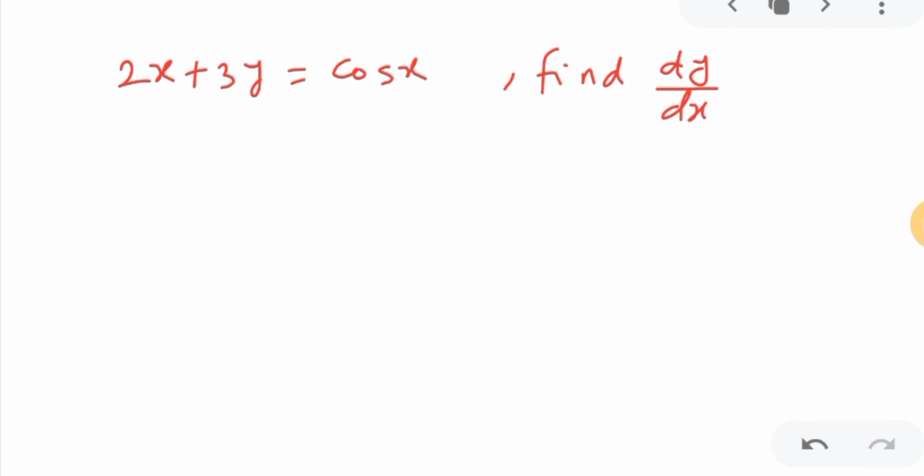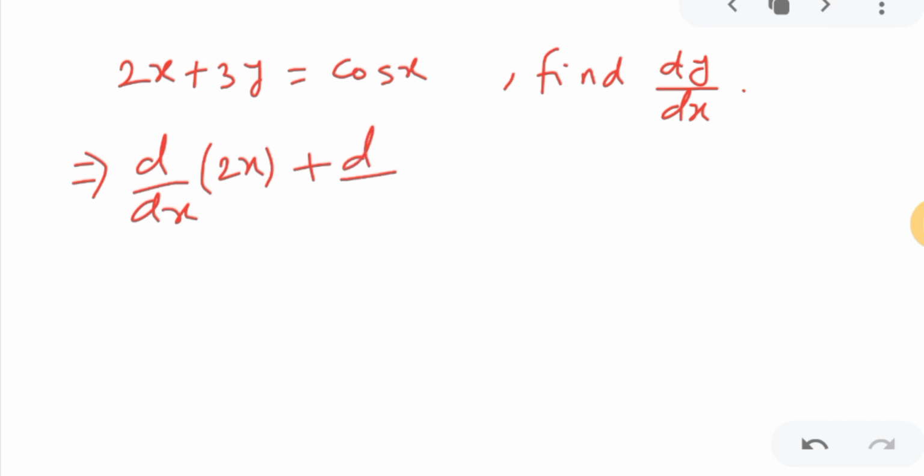One question is sure shot, you will get this type, but the data cannot be the same, so you have to practice multiple questions. Correct. So 2x plus 3y is equal to cos x, and you have to find dy upon dx. So same, you will take the derivative on both sides. When you derive both sides, the left side derivative will be d upon dx of 2x plus the derivative of 3y, and the right side derivative is cos x with respect to x.